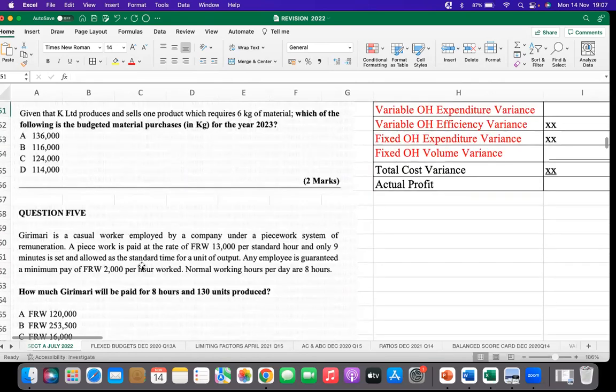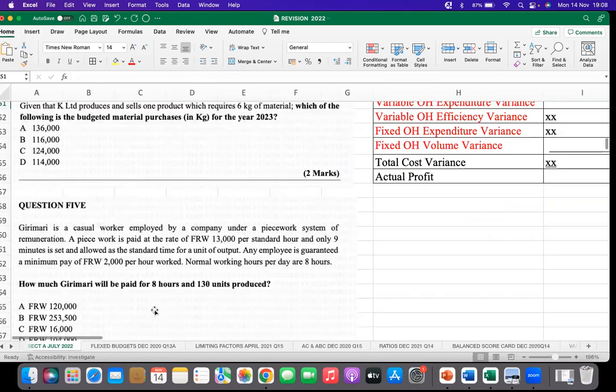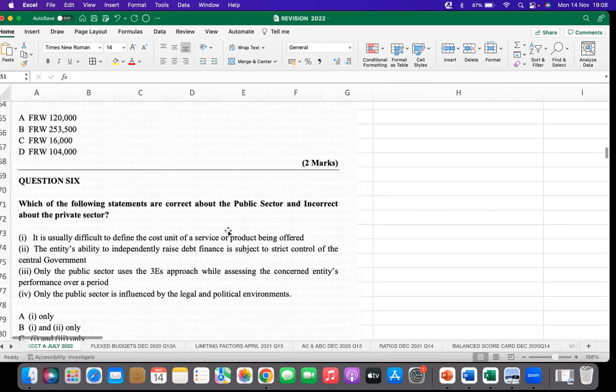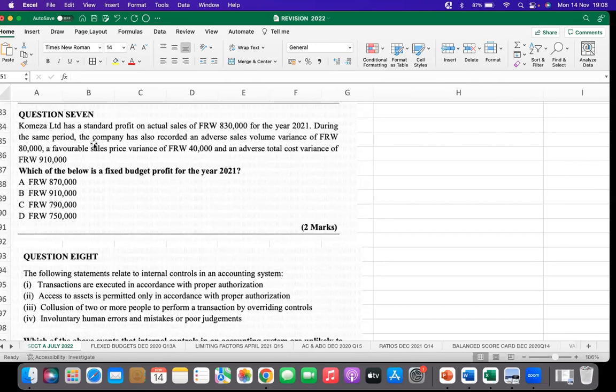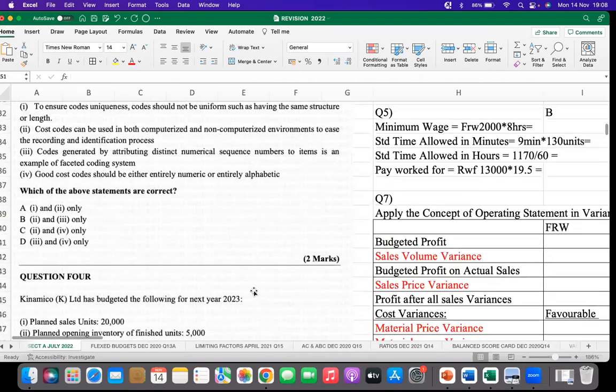Now, what has the question given you? Now, let's read once more. Giri Mari is a casual worker employed by a company under a piecework system of, sorry, not that, sorry. The person who has raised his hand, you can ask your question. I was on question number 7, sorry. Comeza Limited has a standard profit on actual sales of 830,000. Standard profit, standard is the same as budgeted.